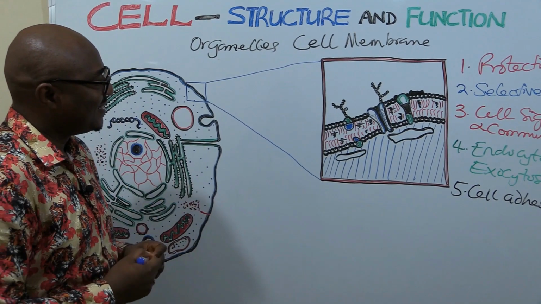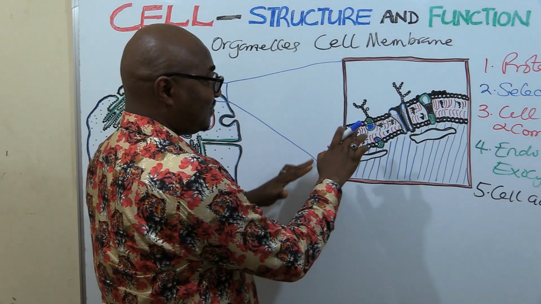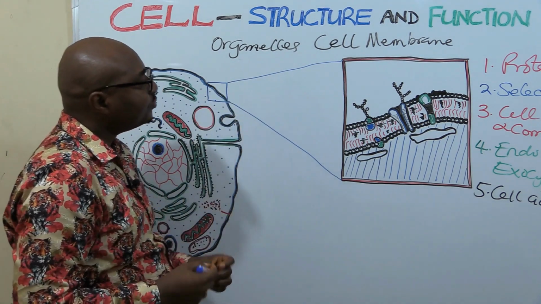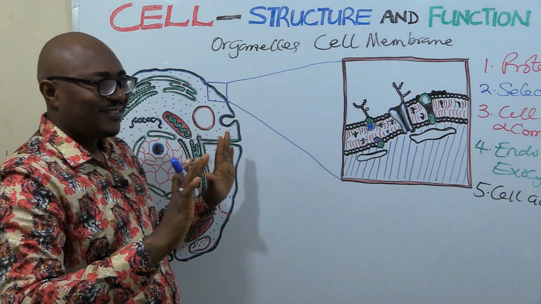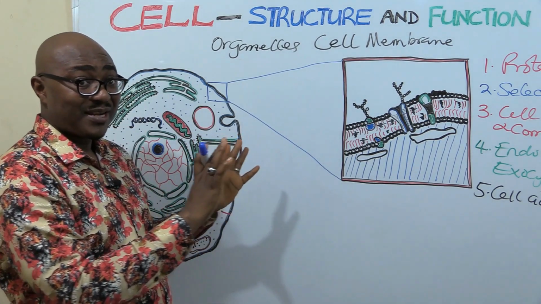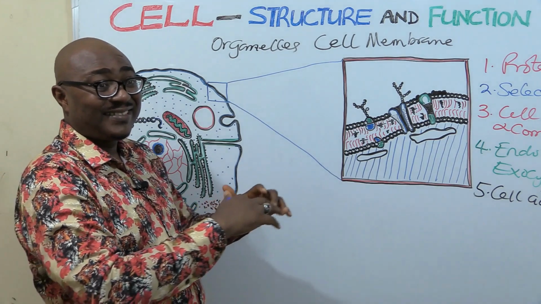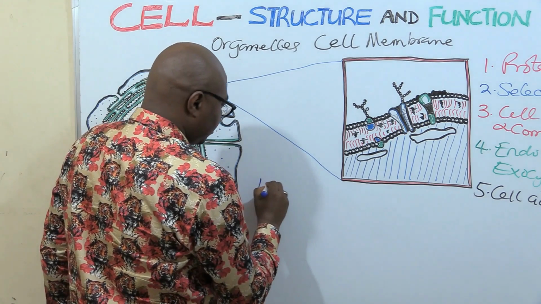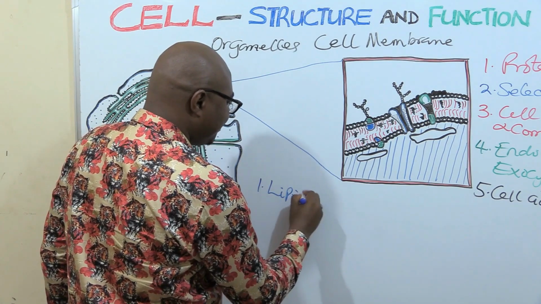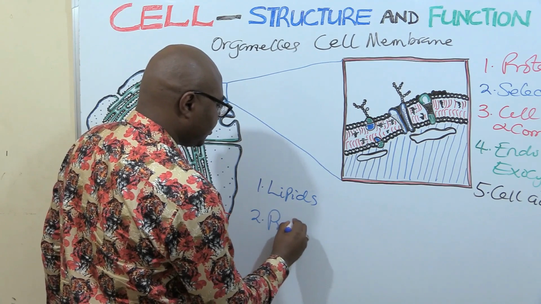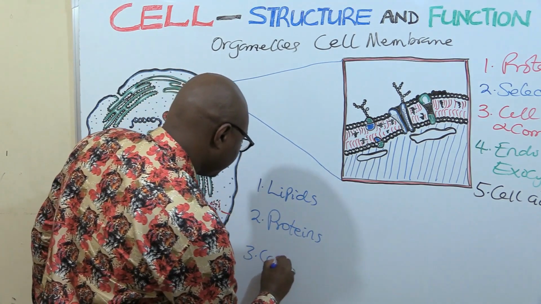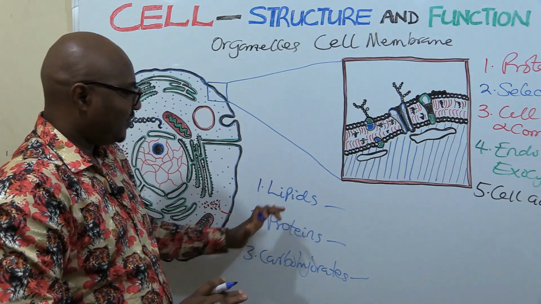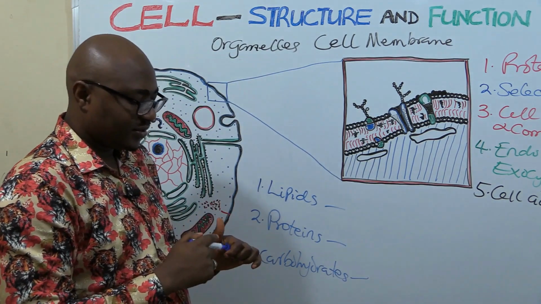Right, welcome back. So now we want to look at the specific structures, what the cell membrane is made up of. What the cell membrane is made up of are similar to the major classes of food, which, as you know, have lipids. So we have lipids in the cell membrane, proteins, carbohydrates.